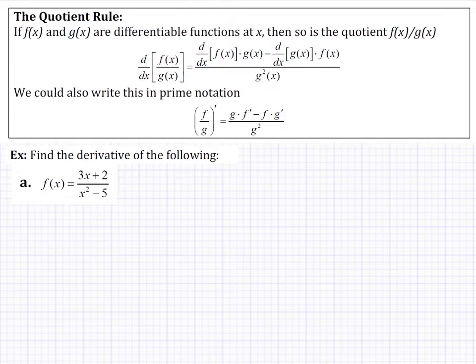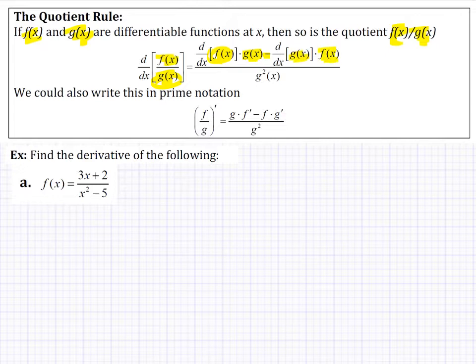So thinking about what it says first, if f and g are differentiable functions and we're looking at the quotient f of x divided by g of x, this is how we're going to take the derivative of f of x divided by g of x. We're going to take the derivative of f of x, which is the numerator, by itself. Then we'll multiply that by g of x, which is the original denominator, minus the derivative of g of x times the original f of x, which is the numerator.